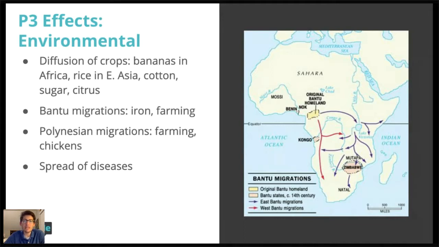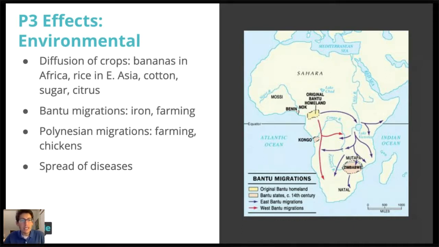Even cotton begins to spread out of India and into places like Iran and into the Middle East. Sugar spreads, citrus fruits. So these crops start spreading along with this trade. And so that's something that's kind of interesting to think about if we're going to be comparing time period 3 with time period 4, right? We see the spread of these plants, these foodstuffs in both time periods.